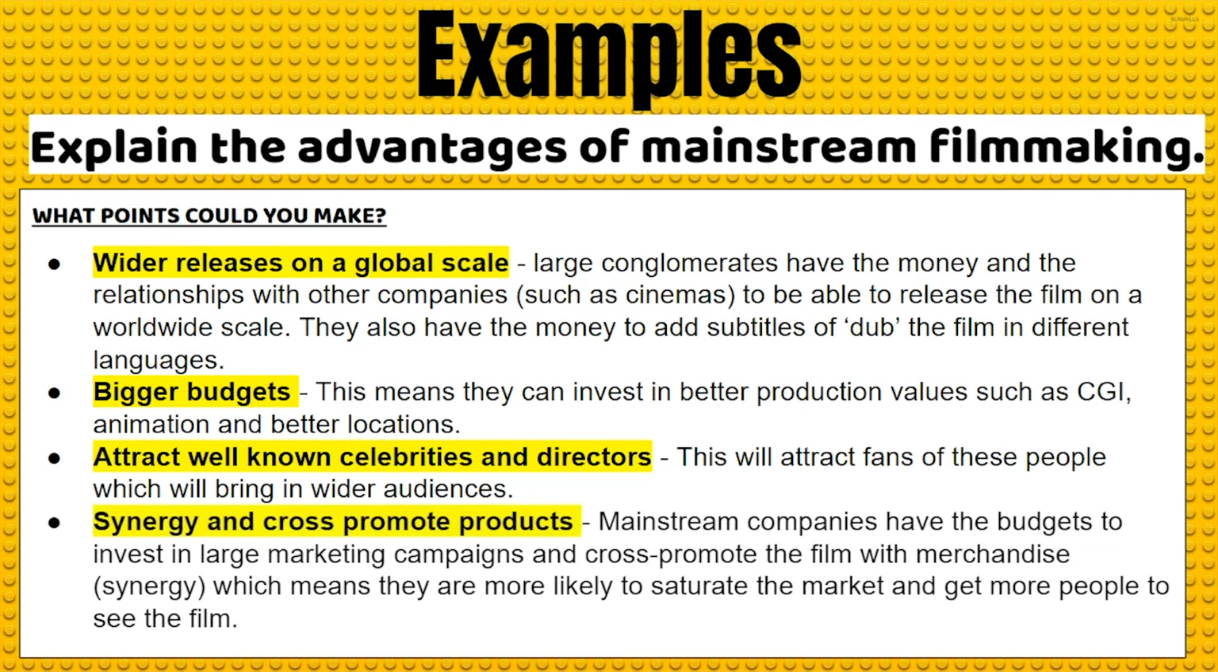You could also discuss synergy and how they cross-promote products. So mainstream companies have the budgets to invest in large marketing campaigns and to cross-promote the film with merchandise through synergy, which means they are much more likely to saturate the market and get more people to see them. I think the idea is that mainstream companies have the ability to be able to franchise.